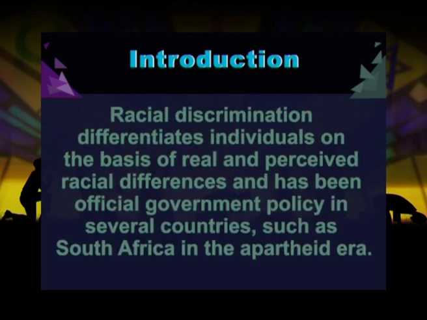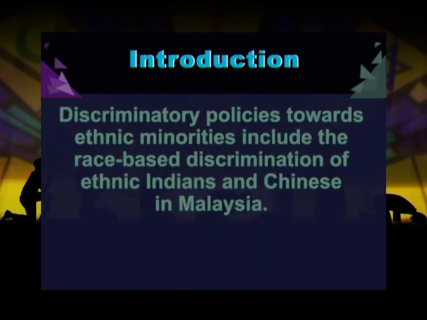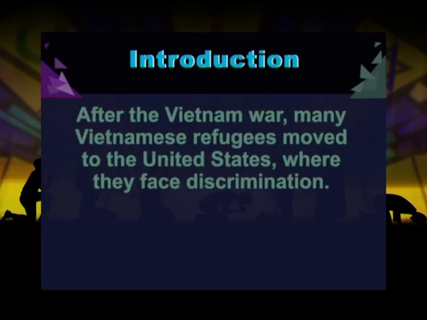Racial discrimination differentiates individuals on the basis of real and perceived racial differences and has been official government policy in several countries, such as South Africa in the apartheid era. Discriminatory policies towards ethnic minorities include the race-based discrimination of ethnic Indians and Chinese in Malaysia. After the Vietnam War, many Vietnamese refugees moved to the United States, where they faced discrimination.